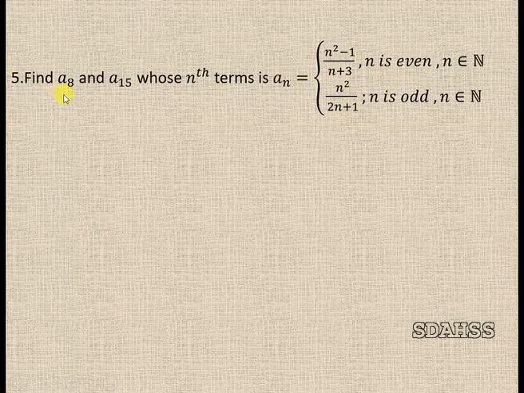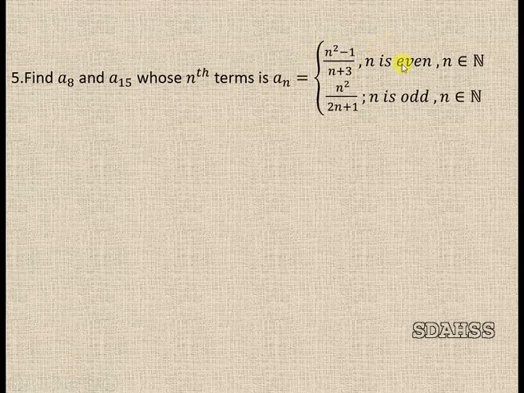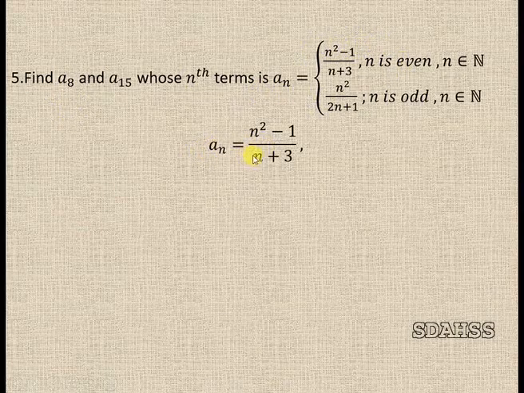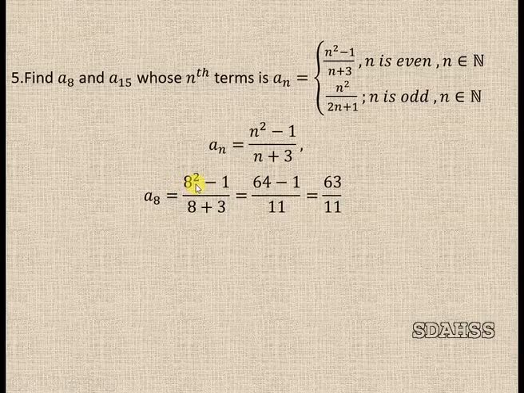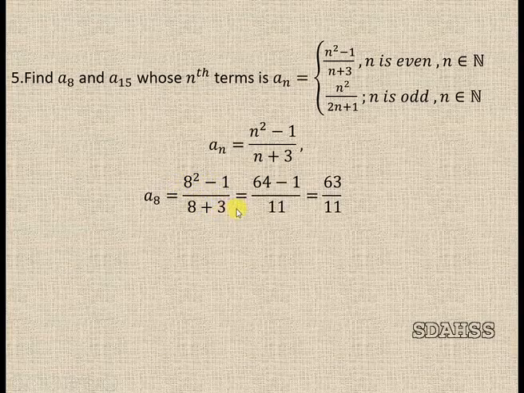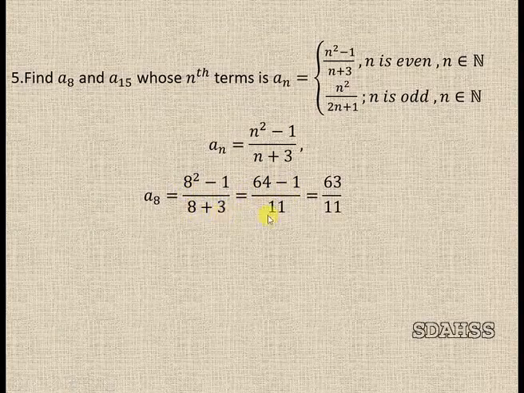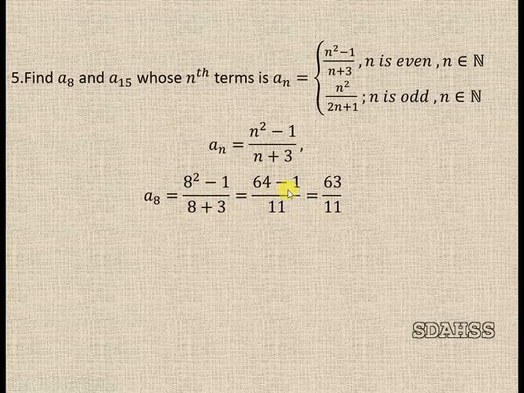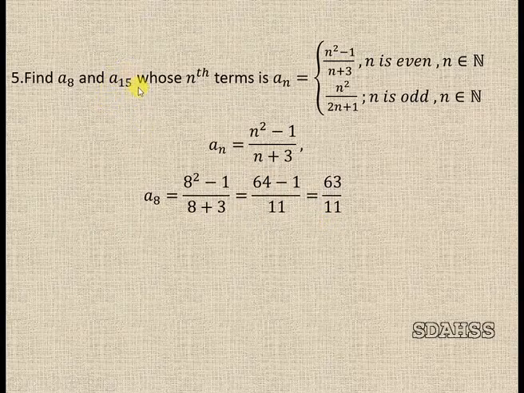Here we want to find a_8. 8 is the even number. So you have to use the first function. a_n is equal to n square minus 1 divided by n plus 3. Now substitute n is equal to 8 in the given function. So you have a_8 is equal to 8 square minus 1 divided by 8 plus 3, which is equal to 8 square means 8 into 8, 64. 64 minus 1 divided by 8 plus 3, 11, which is equal to 64 minus 1, 63. 63 by 11.